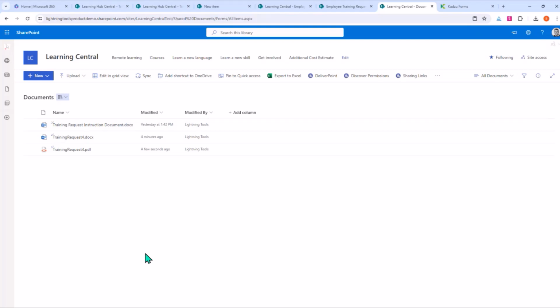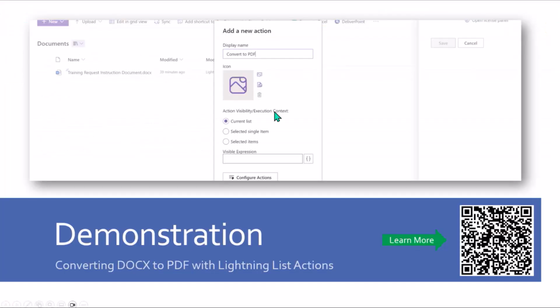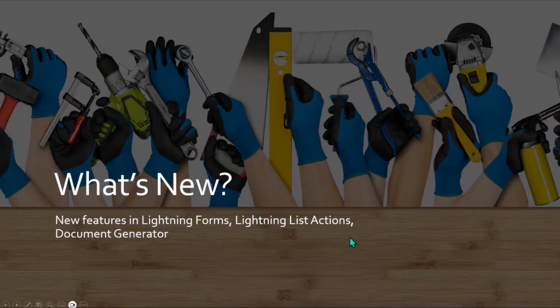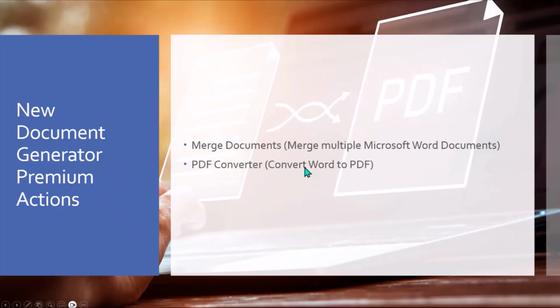Okay, so hopefully that has given you an idea of all the different things that you can do. Let's just have a quick look at what's new, just to summarize those. So the new document generator premium actions, there's two. There's the merge documents and there's the PDF converter.